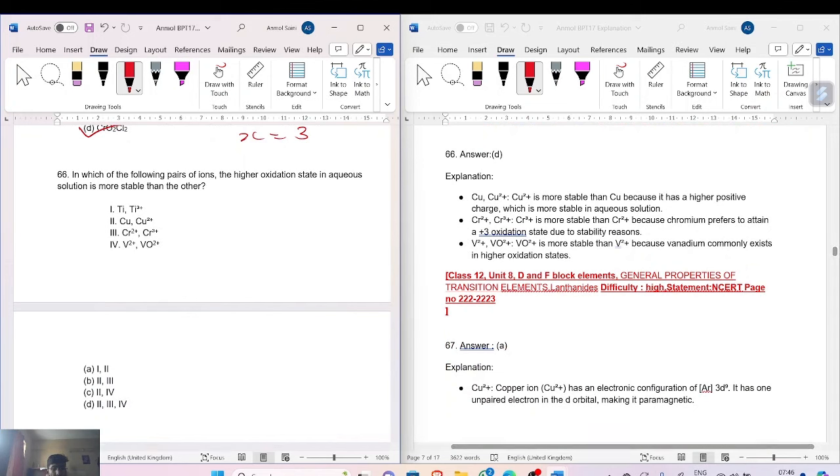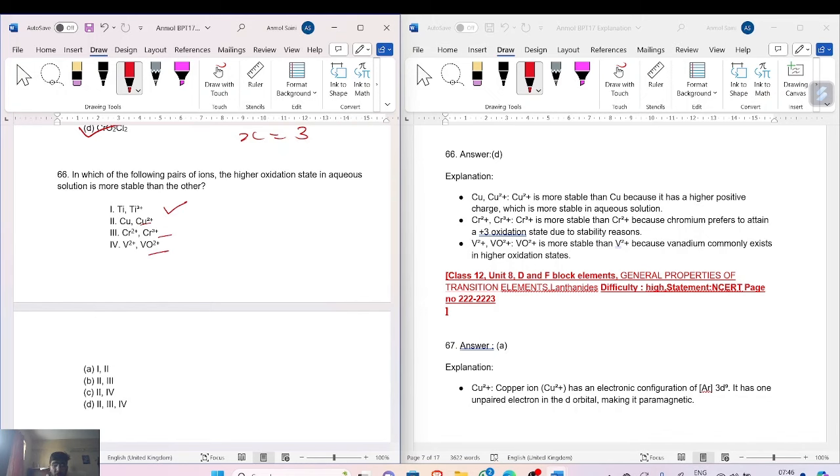In which of the following pair of ions is the higher oxidation state in aqueous solution more stable than the other? Here we have to check for titanium to titanium 3 plus, then copper to copper 2 plus, then chromium 2 plus to chromium 3 plus, then vanadium 2 plus to VO 2 plus.